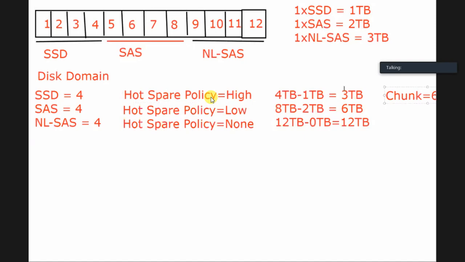The same thing happens on SAS and nearline SAS. Everyone is the same. They will cut it into chunk form, 64 megabyte. All these things will then go into the disk domain pool itself, a lot of 64 megabyte chunks coming in from SAS, nearline SAS, and SSD. So the more terabytes you have, the more chunks you will have in the disk domain. This is the first layer of virtualization. Up to here, does anyone have any questions before we proceed to the next virtualization layer?